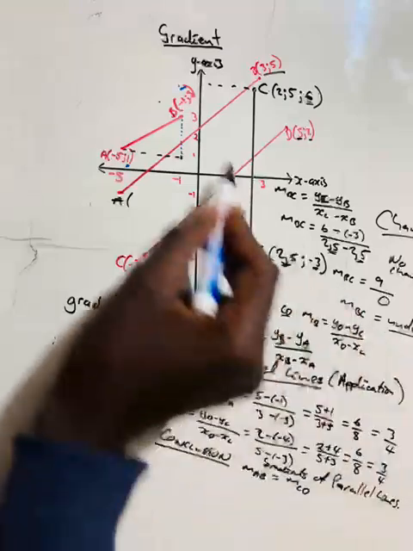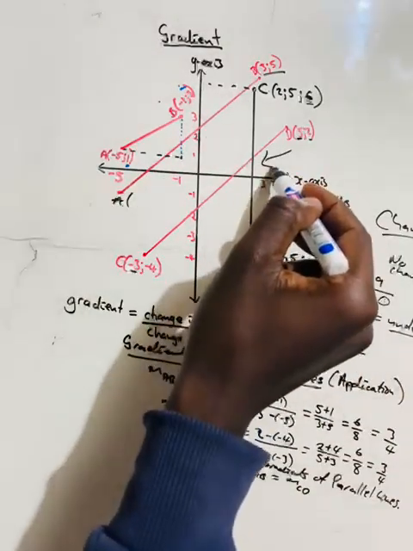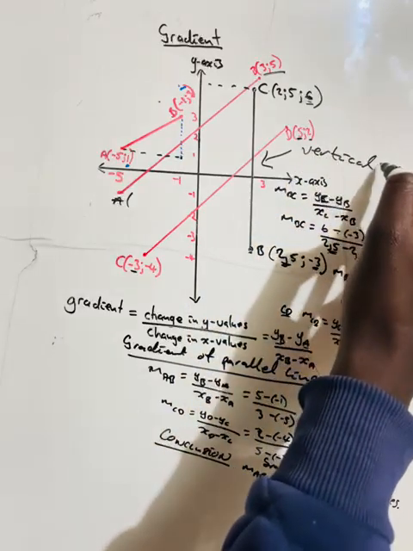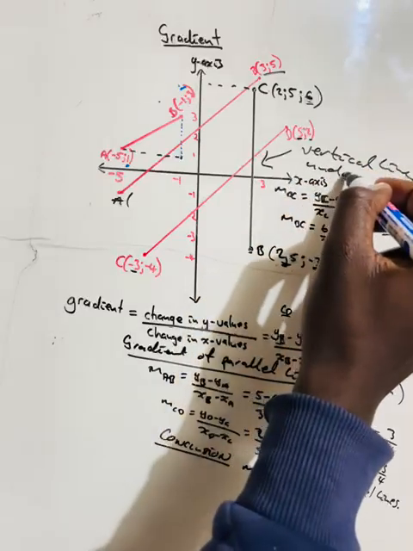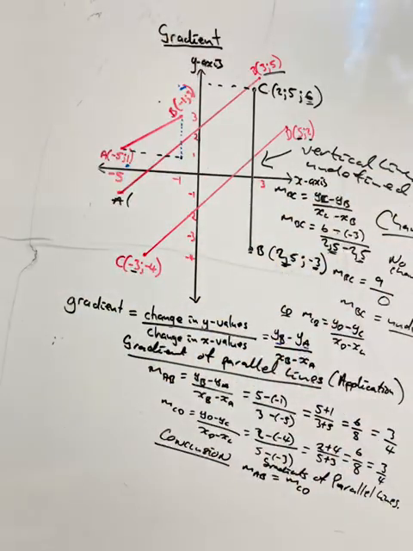And since we found that the gradient of line BC is undefined, what conclusion do we draw about vertical lines? We now say whenever they're going to ask about the gradient of vertical lines, then your answer will say undefined. This is how you determine this, right?